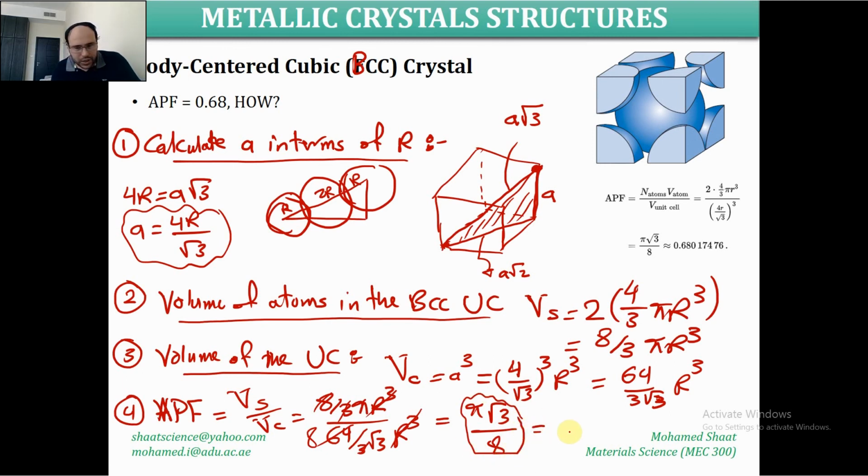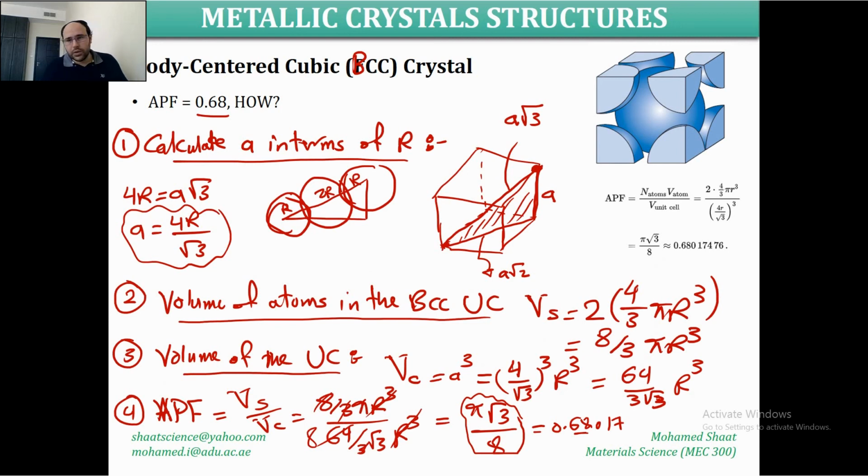If we did the calculation, we're going to end up with 0.68017. If we round this number to only 2 decimals, we're going to end up with 0.68 as the atomic packing factor that we already calculated for the BCC crystal structure. So this is simply for the BCC crystal structure.